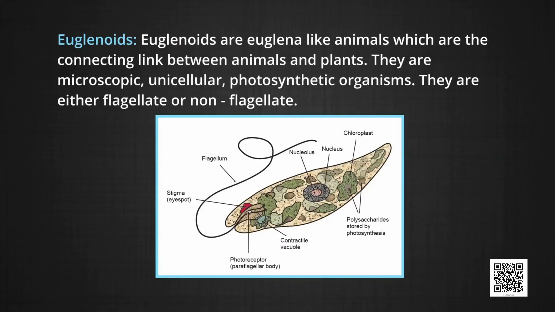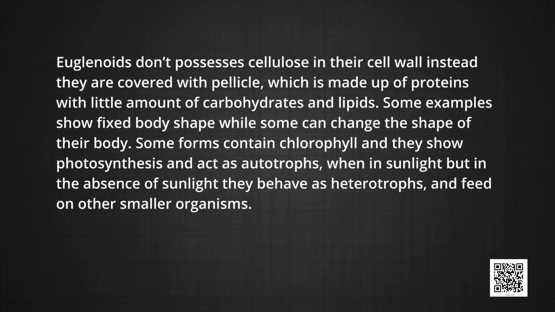Euglenoids. Euglenoids are euglena-like organisms which are the connecting link between plants and animals. They are microscopic, unicellular, photosynthetic organisms. They are either flagellate or non-flagellate. Euglenoids don't possess cellulose in their cell wall. Instead, they are covered with a pellicle, which is made up of protein with a little amount of carbohydrates and lipids. Some show a fixed body shape, while some can change the shape of their body.